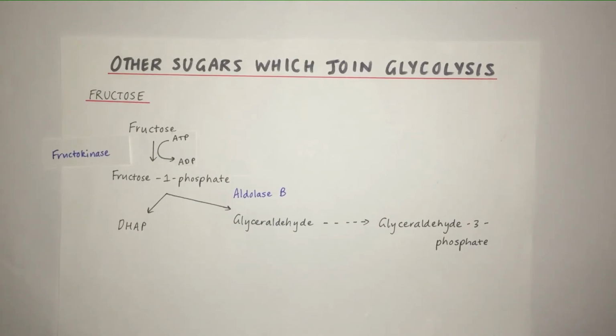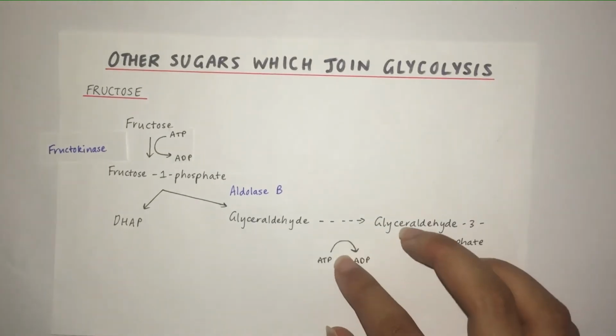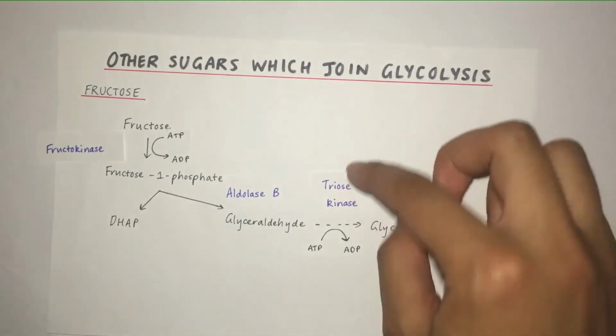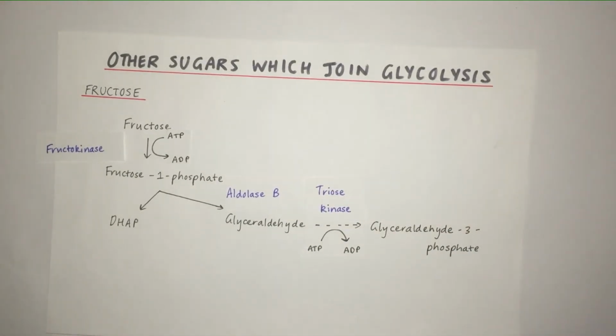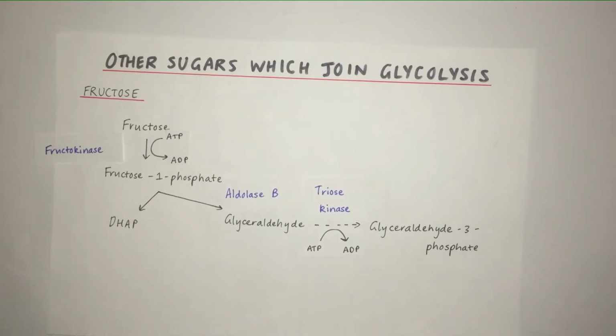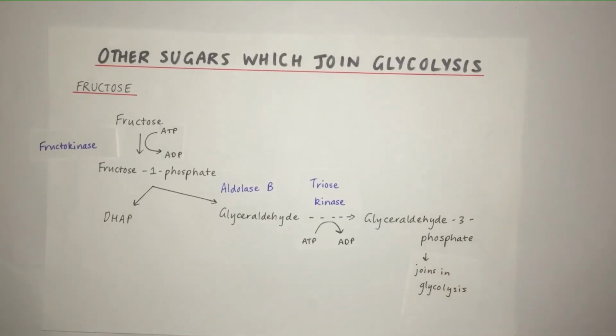So then after that, the glyceraldehyde can be converted to glyceraldehyde 3-phosphate, which can join into glycolysis through the enzyme triose kinase. And we know that kinase is there, so our mind should be flashing. There's got to be an ATP involved. And in this case, an ATP becomes an ADP. So now we've got two substances that can enter glycolysis. We've got glyceraldehyde 3-phosphate and dihydroxyacetone phosphate. So they both join in glycolysis.